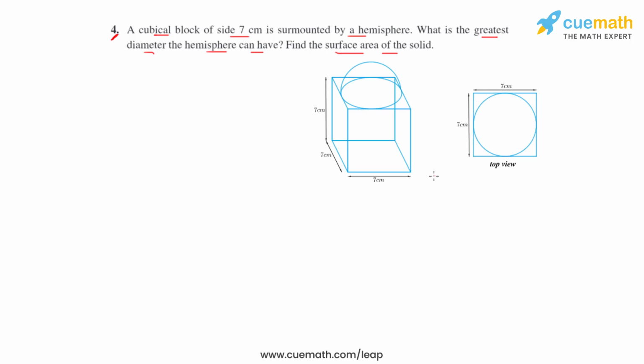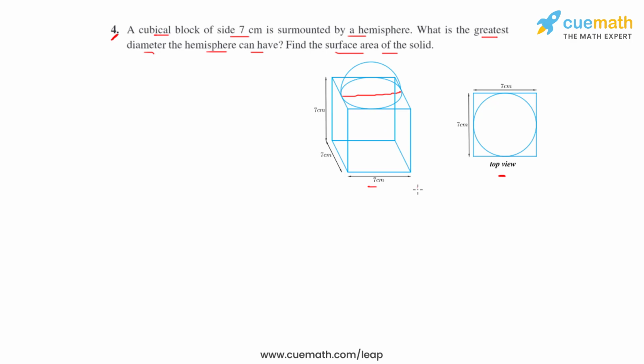As we can see, here is the figure that we get from the question's information, wherein we have a cubical block with side 7 centimeters surmounted by a hemisphere, and this is how the top view of the solid will look like. The first part of the question had asked us what is the greatest diameter of the hemisphere that it can have. Now from the figure, it's very clear that the greatest diameter that the hemisphere can have is this part, which is nothing but the cube's edge.